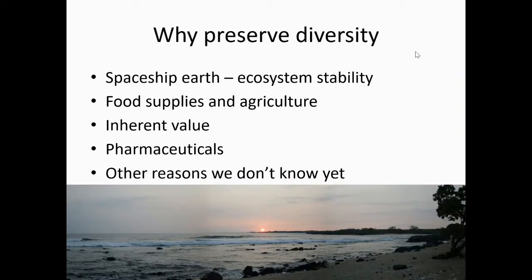There's a lot of reasons why you want to protect diversity. By the way, also don't say the phrase promote diversity because that just doesn't make sense with grammar. So we're going to go through all of these, starting with Spaceship Earth, going into food supplies and agriculture, talk about inherent value, pharmaceuticals, and other reasons we don't know.